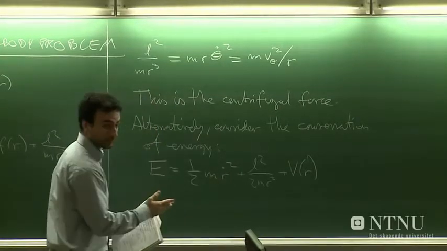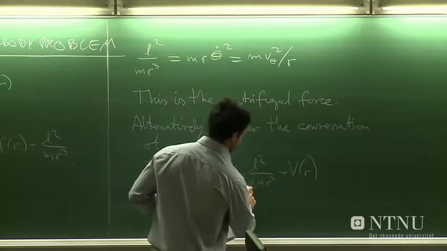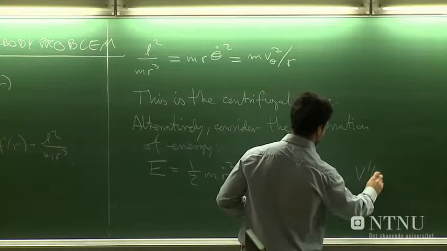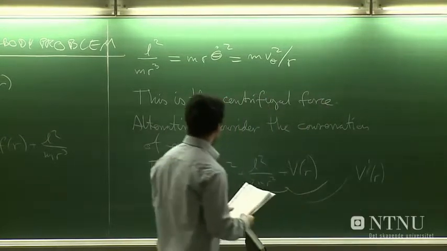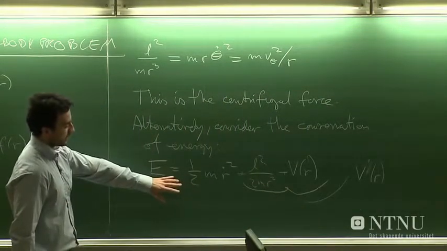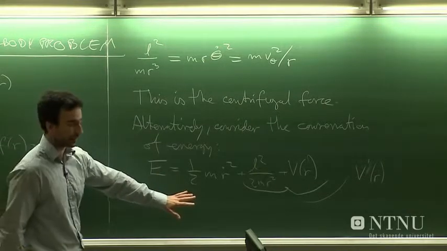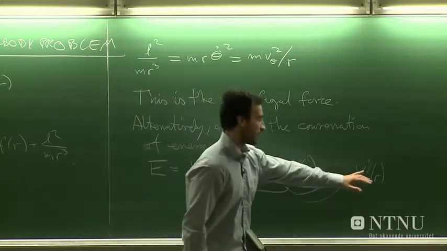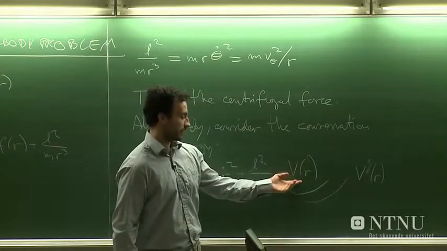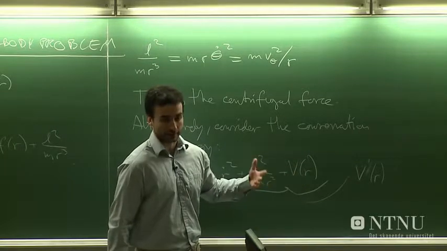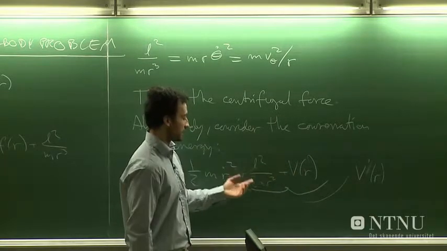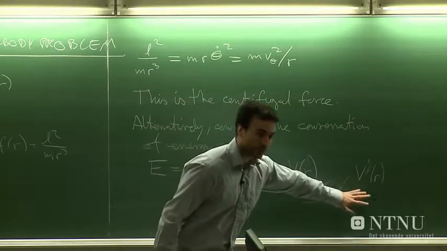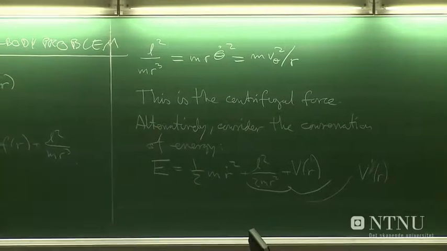Which looks like this. So we see that the conservation of energy can be written as a kinetic part plus an effective potential energy, V prime here, consisting of the original potential energy or the external potential energy and this additional term due to the conservation of angular momentum. So we have an effective potential which gives this effective force.